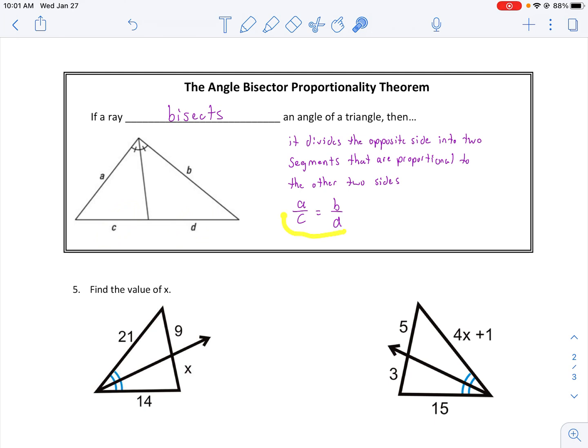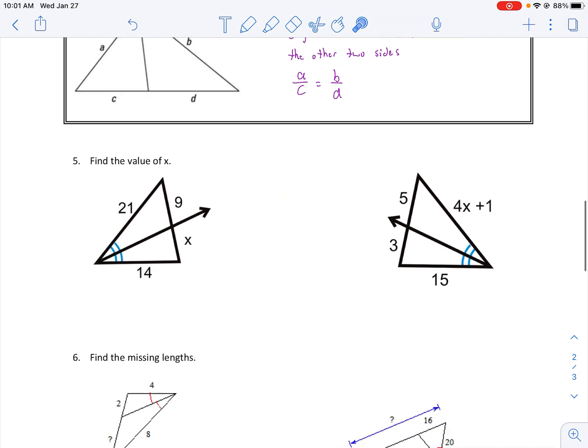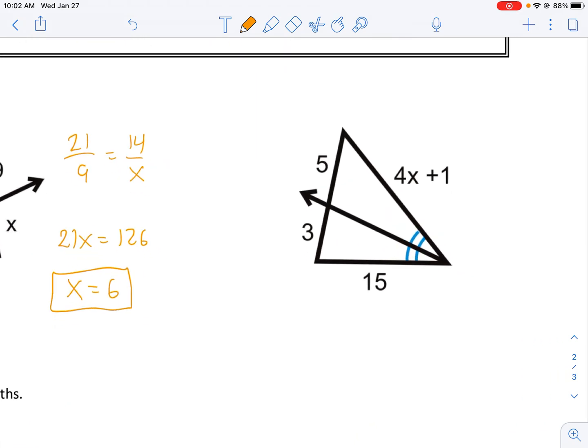So based on this picture, I can say A over C is equal to B over D. Okay, so now we're going to use that down here. And we can say 21 over 9 is equal to 14 over x. Cross multiply, giving us 21x equals 126, and therefore x equals 6 when you divide by 21.